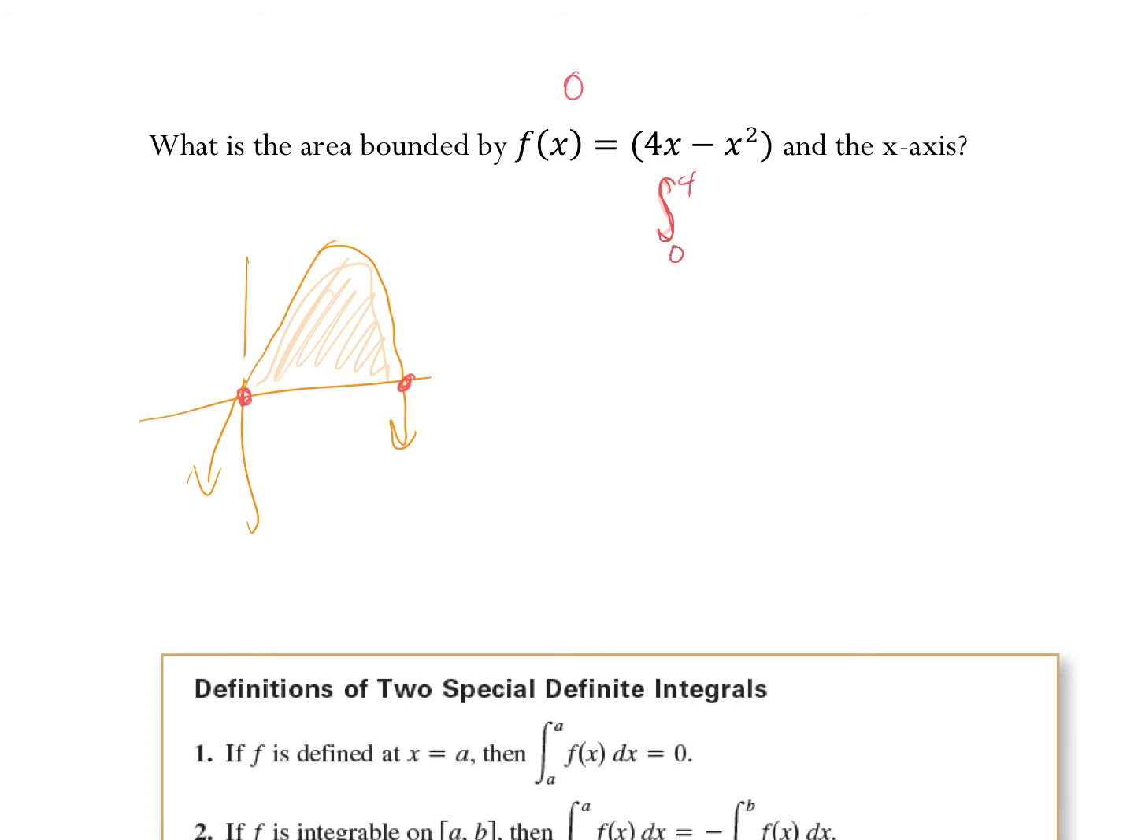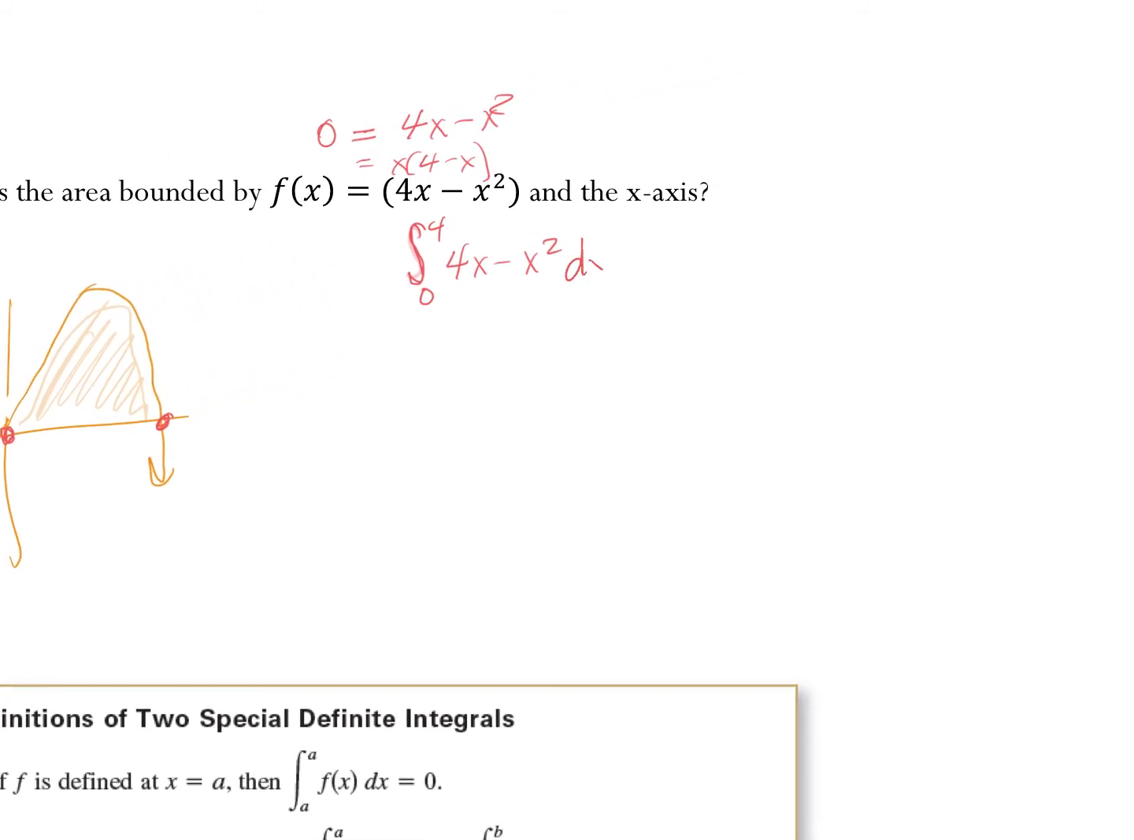And essentially what we're looking for is what are the zeros of the function? If I factor out x, I have x and 4 minus x, which will equal 0 at 0 and then 4. All right, so this is what I need to calculate.